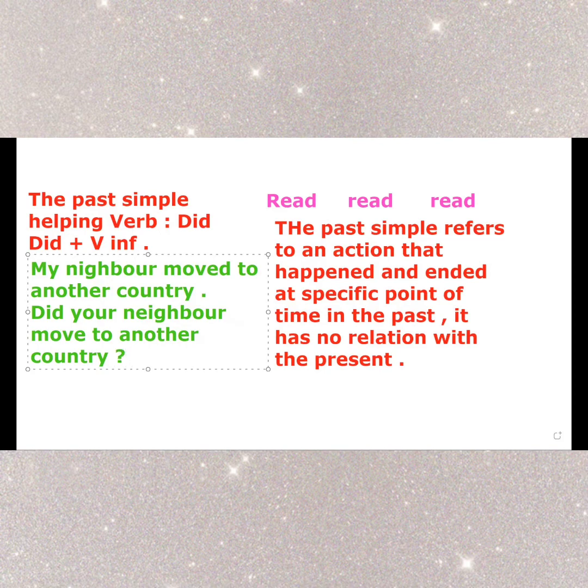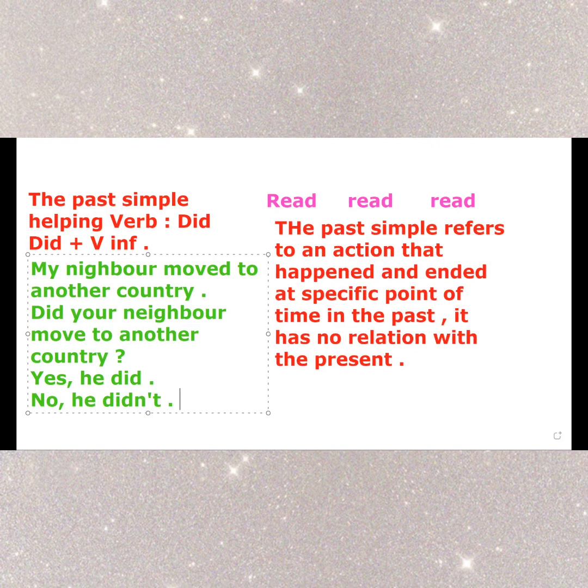So if we need to answer here, how can we answer? We answer yes or no. If we say yes, we say he or she or they: yes, he did. And if we answer no, we say no, he didn't. Didn't is the short form of did not. Yes, he did, or no, he didn't.